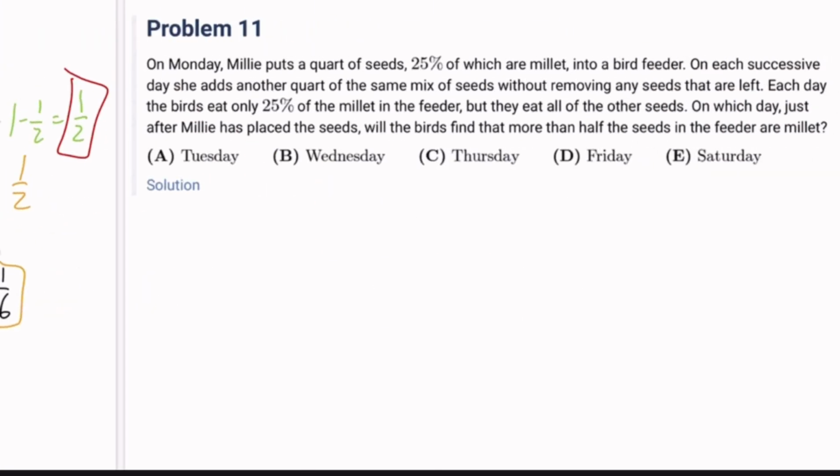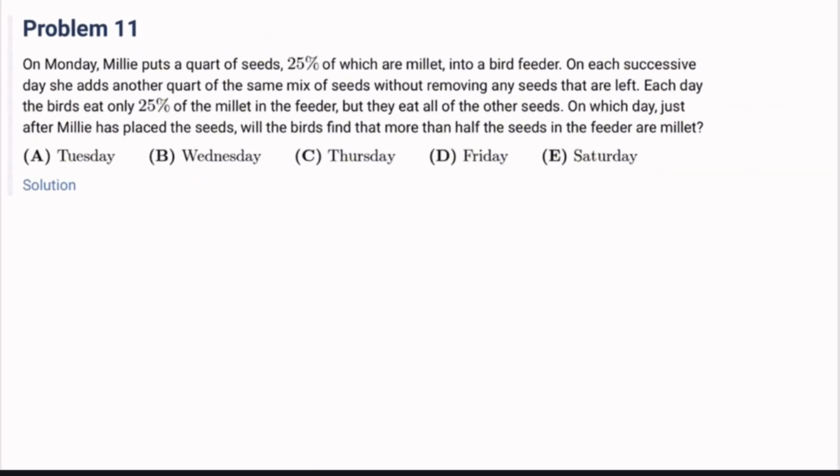It's A. Number 11. On Monday, Millie puts a quart of seeds, 20% of which are millet, into a bird feeder. On each successive day, she adds another quart of the same mix of seeds without removing any seeds that are left. Each day, the birds eat only 25% of the millet in the feeder, but they eat all the other seeds. On which day, just after Millie has placed the seeds, will the birds find that more than half the seeds in the feeder are millet?